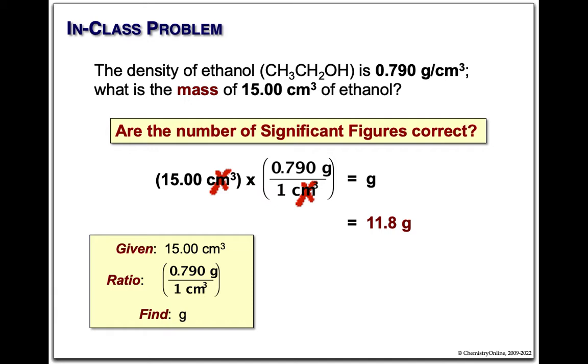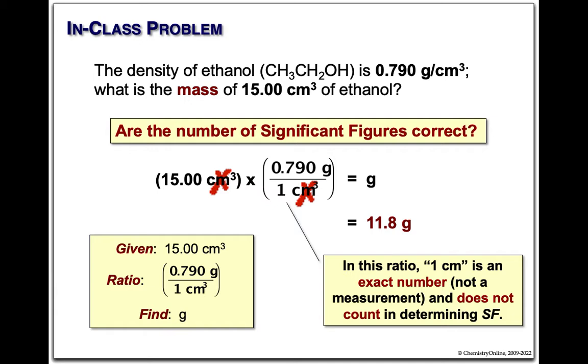But what about the 1? Is that 1 significant figure? No. We refer to that as an exact number. It's not a measurement. It's a definition, per 1 cubic centimeter. So yes, this is correct. Round it to 3 significant figures.